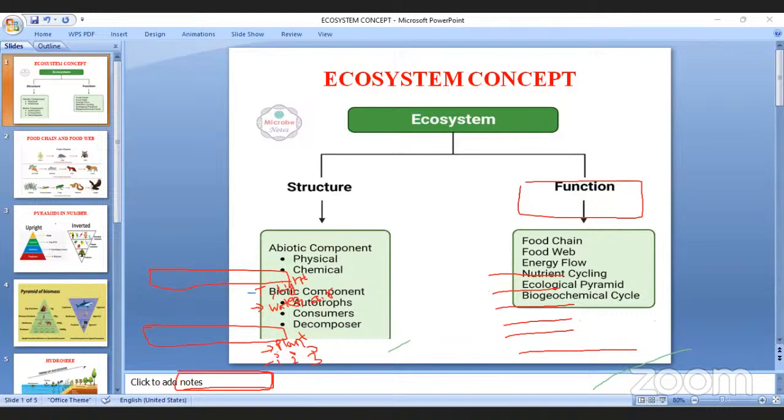Right. Another one is, and also here some of the morphological characters are given: the root system, stem system, and leaf also.